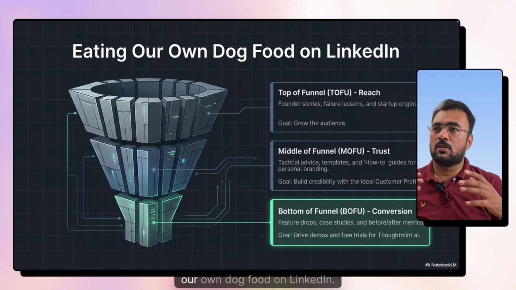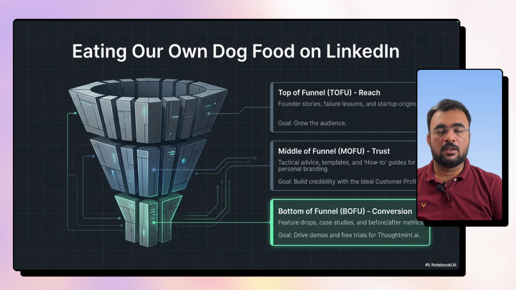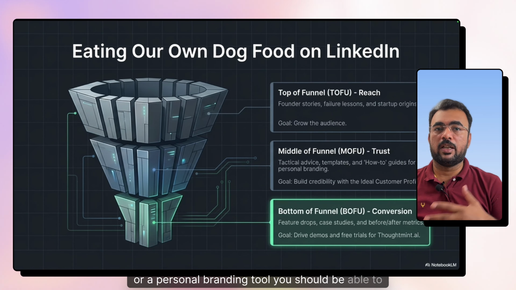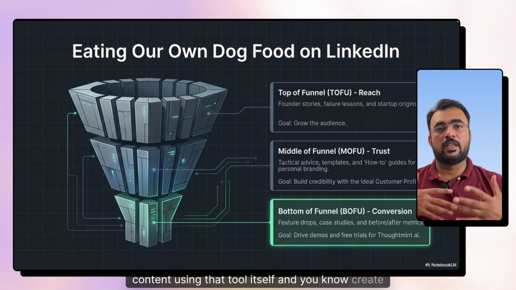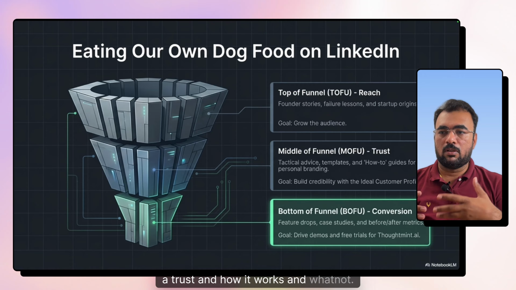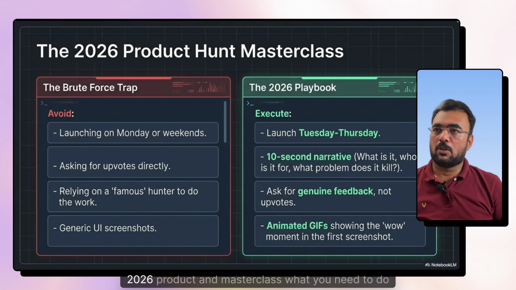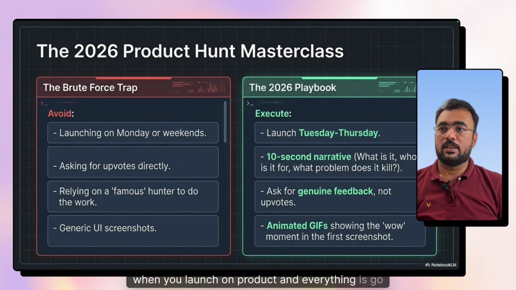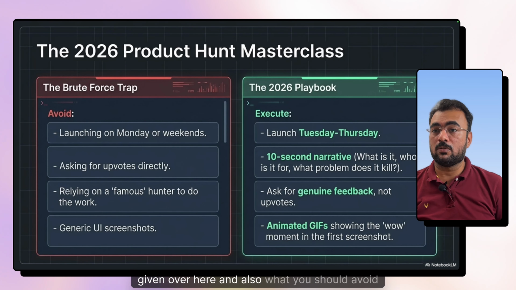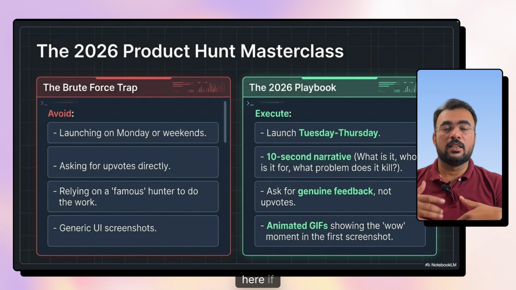Eating our own dog food on LinkedIn. Basically, since you have created a LinkedIn content or a personal branding tool, you should be able to create content using that tool itself and create trust and show how it works and whatnot. That is what it's talking about. 2026 Product Hunt Masterclass, what you need to do when you launch on Product Hunt, everything is given over here, and also what you should avoid.